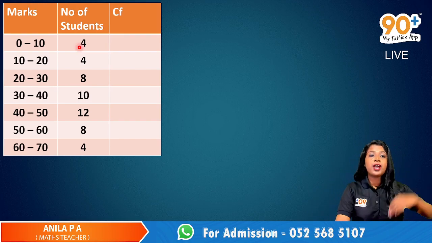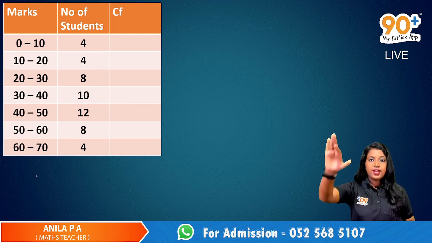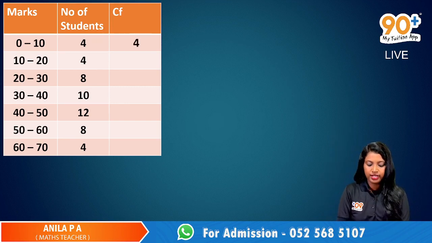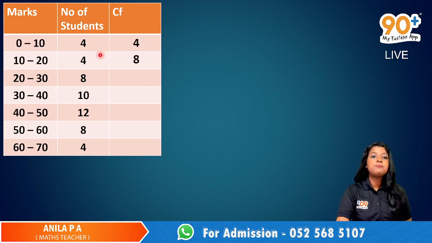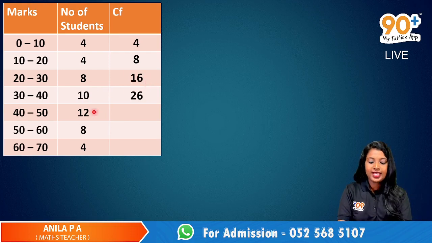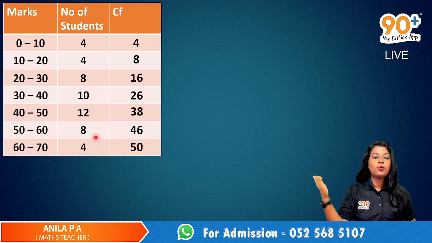So how do we find the cumulative frequency? We simply add the frequencies. The first one is for itself. Then you are supposed to add 4 and 4. 4 plus 4 would be 8. Then 8 plus the next frequency, 8 plus 8 is 16. Then 16 plus 10 is 26. 26 plus 12 is 38. 38 plus 8 is 46, and 46 plus 4 is equal to 50.